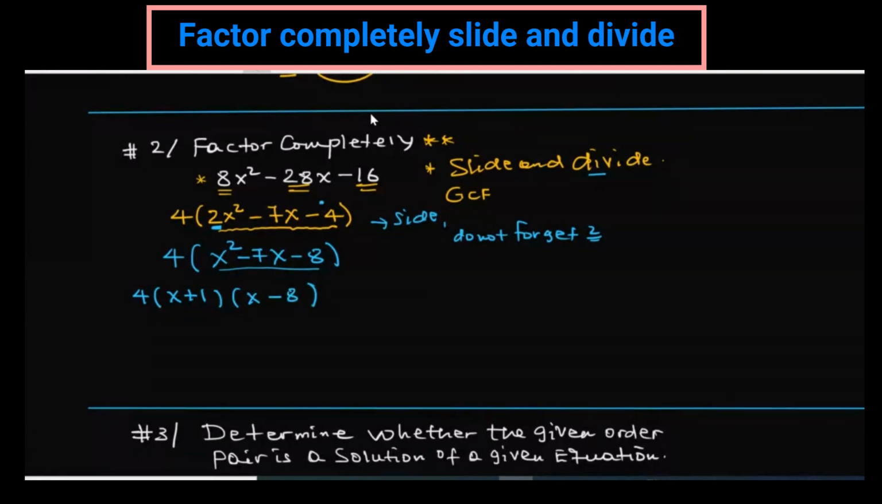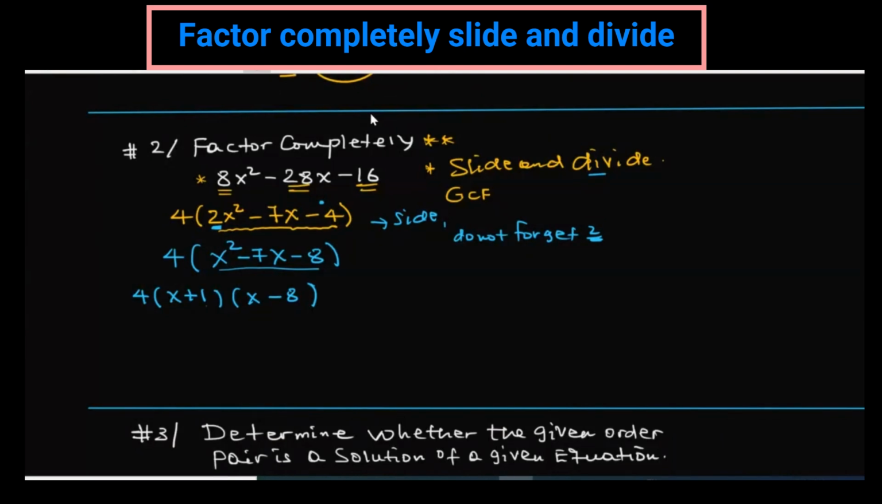Because the two numbers that can give me negative 8 when I multiply them: the product of 1 and negative 8 is negative 8. So the two numbers are 1 and negative 8. And when I add them up, negative 8 plus 1 is going to be negative 7. So these are the two numbers. But now, what about the 2 that I mentioned earlier?